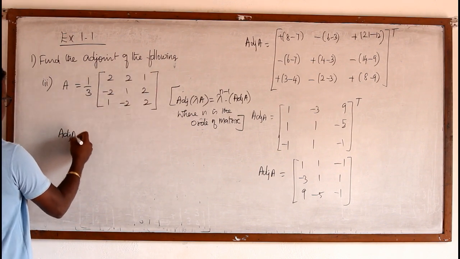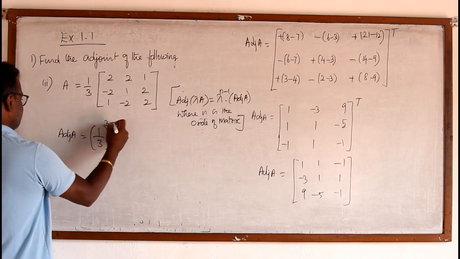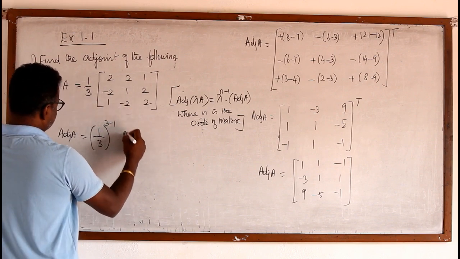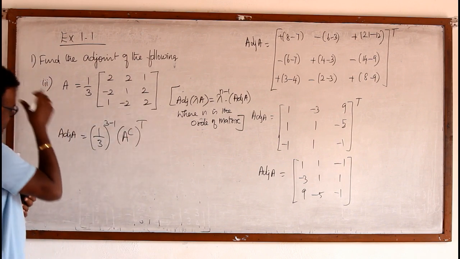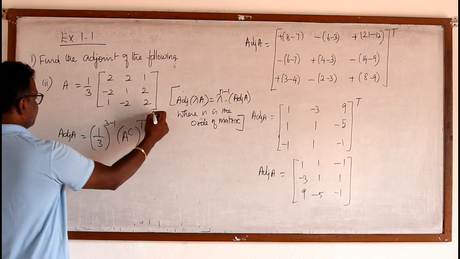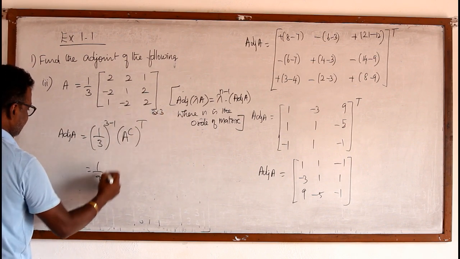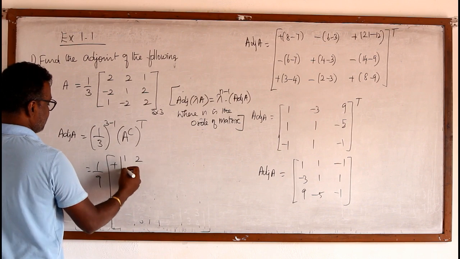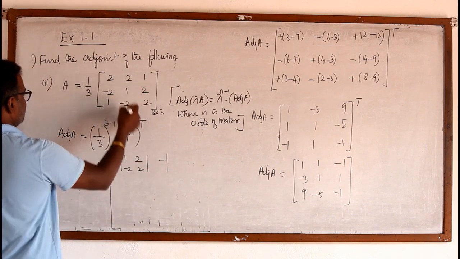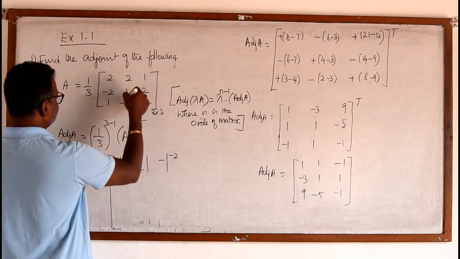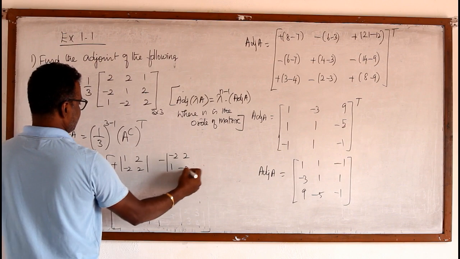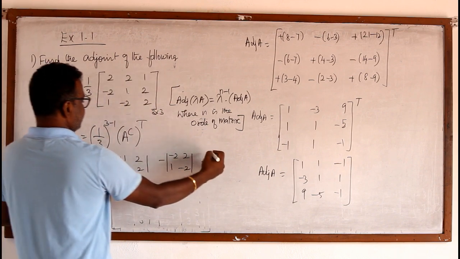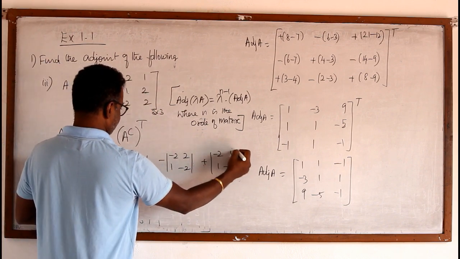Therefore adjoint of A can be written as 1 by 3 whole power 3 minus 1 into adjoint of this matrix, or we shall just write A cofactor transpose. Since the order is 3 cross 3, it is 1 by 9 into the cofactor matrix. Can you tell me the cofactor of this one? Plus, omit this row and column, you will get 1, 2, minus 2, 2. Minus, omit the row and column, 2, 1, minus 2, 2. Then plus, omit the row and column of the first term, then it is minus 2, 1, 1, minus 2.